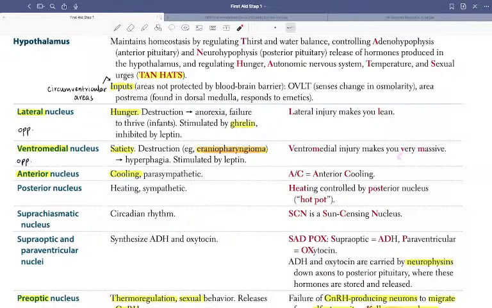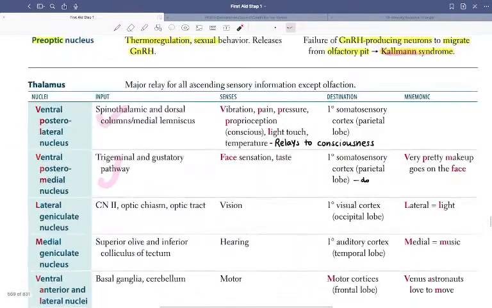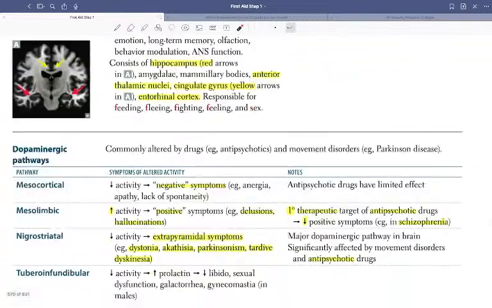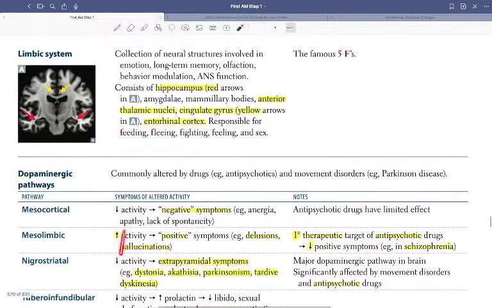So this is done. All of this is done. It relays consciousness. Now we'll come to the limbic system. The most important part for this is this region. This is more important for the psychiatric drugs and all. You'll get bits and pieces in psychiatry, like this part for positive symptoms, where negative symptoms, and everything.